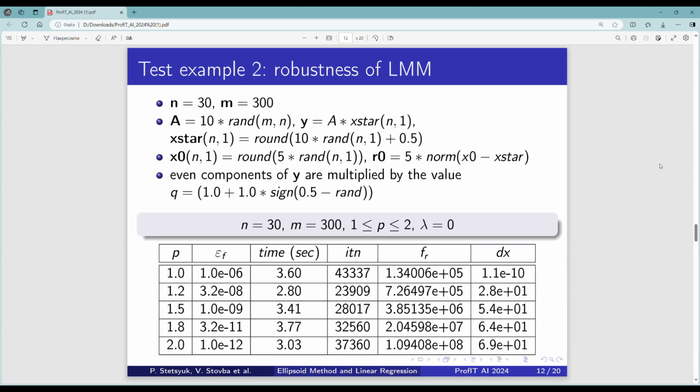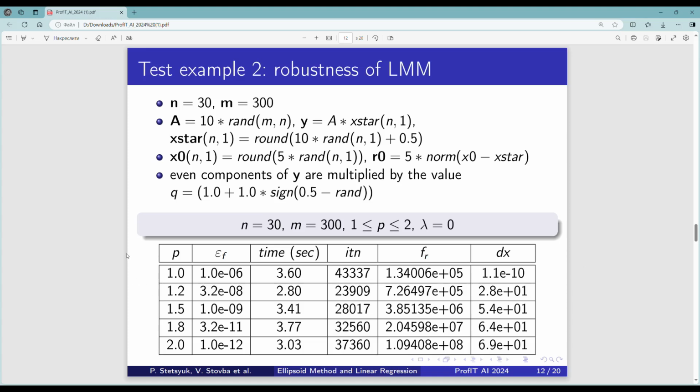Second example shows us the robustness of LMM method. We have the same example, but here we imitate some outliers using the following approach. Even components of vector y are multiplied by the value q, which is here. And as you see, the last column of the table shows us the deviation of the solution obtained and the optimal solution that we set here as x star.